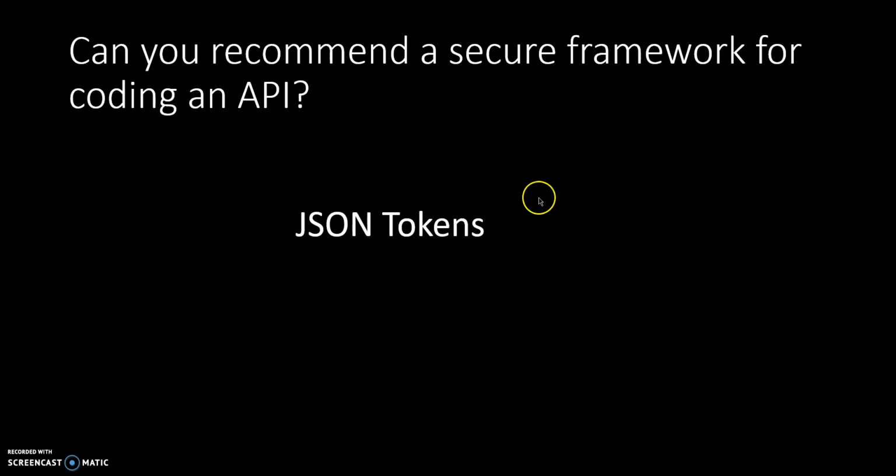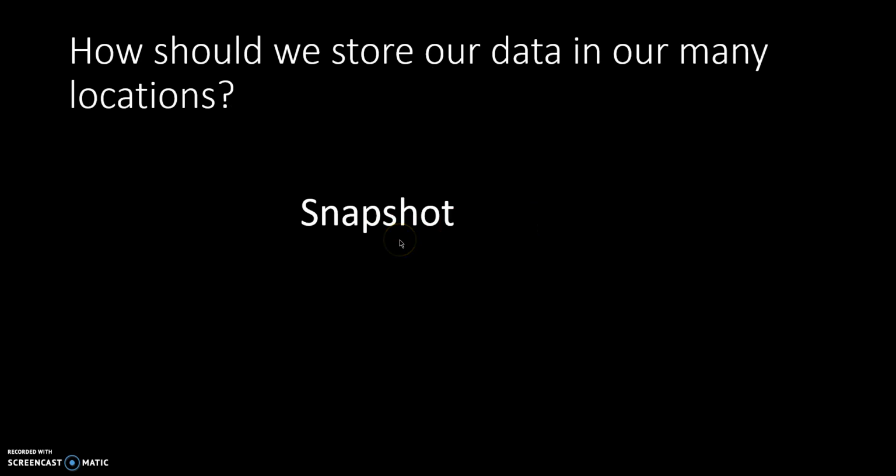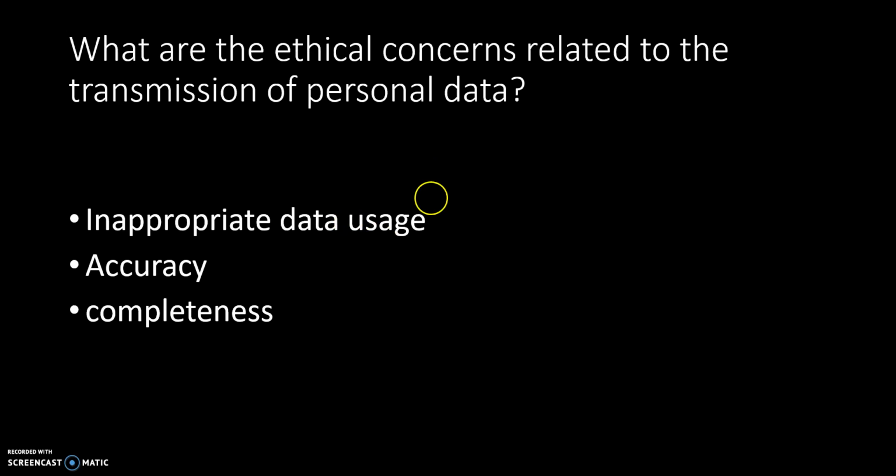Next is to recommend a secure framework for coding and API. JSON tokens are used as a secure framework for coding and API, and JSON is also the data interchange format used while transferring data between locations. In order to store the data in many locations, we can use the snapshot method, in which we can take different snapshots of the data and store the data in different locations, like in the database, on site and off site. Off site, like in the cloud database also, which is secured.